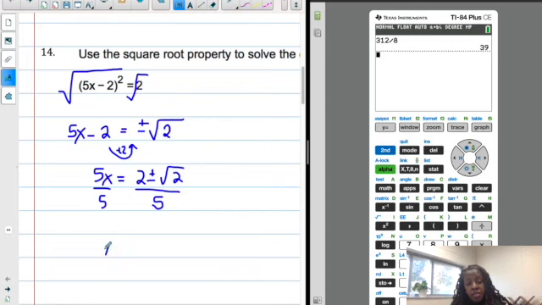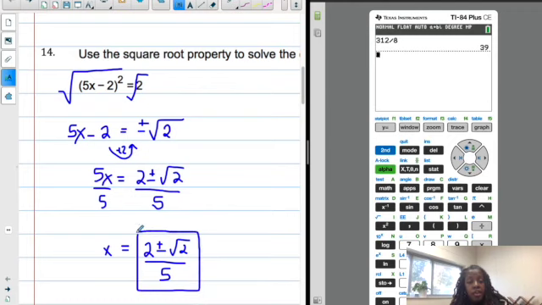So our final answer looks like we solved this problem using the quadratic formula, but we didn't. It's 2 plus or minus the square root of 2, over 5. Now you can write that separately or together. It's entirely up to you. Complete and correct.